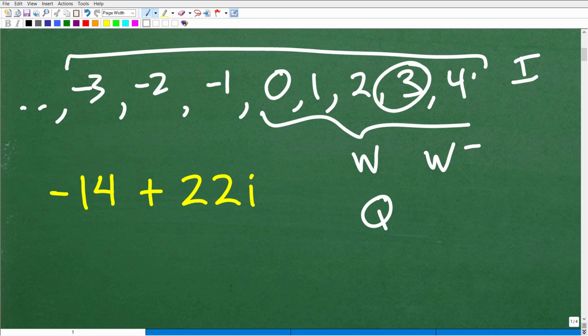Let's say like 3 and 4. So the number 3/4, or any number that you can express as a fraction of integers, is what we call a rational number.